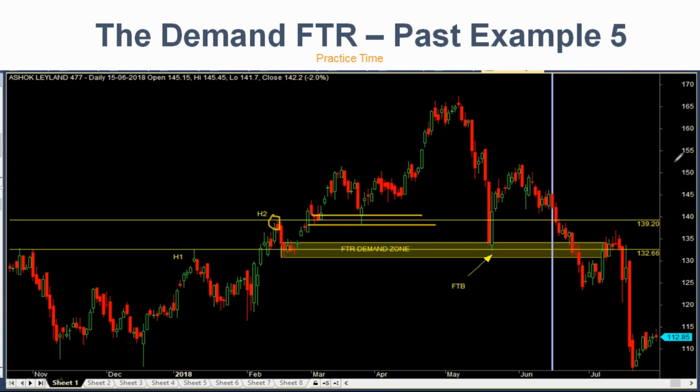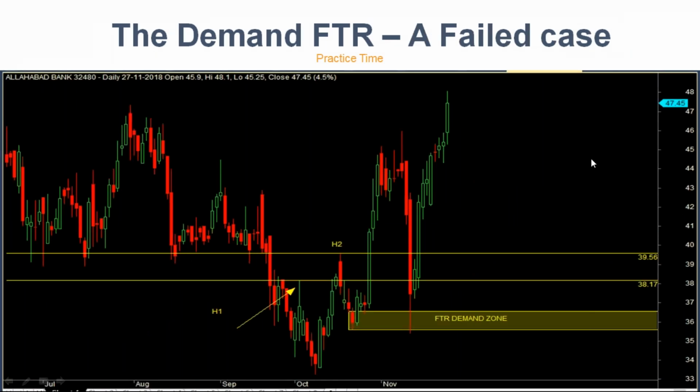Let's move on, friends. We spent a lot of time on this slide. Now look at this, a failed case. We are used to seeing only good things, so why not bad things also? This is a high, H1. High was formed, high was broken. High 2 was formed, and high 2 was also broken.